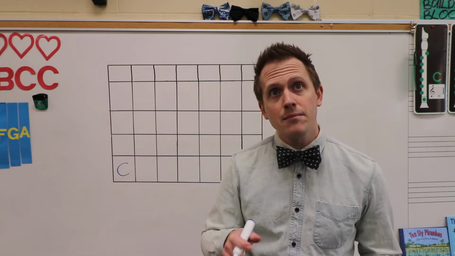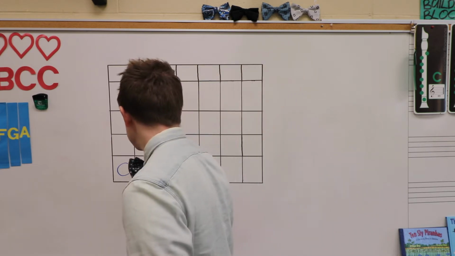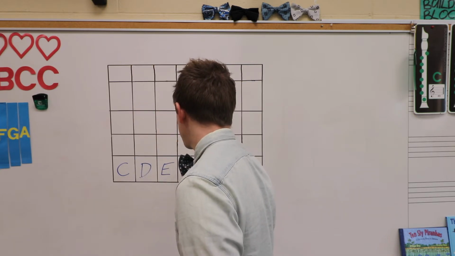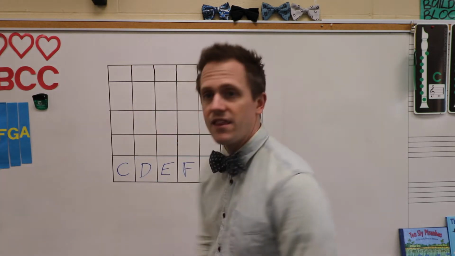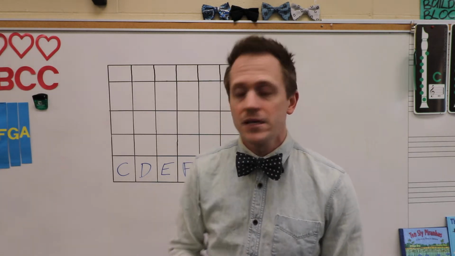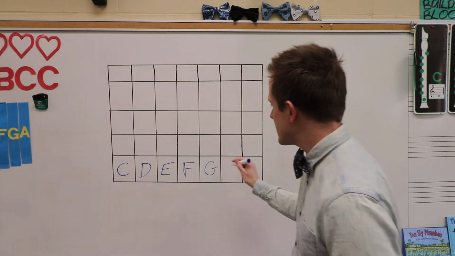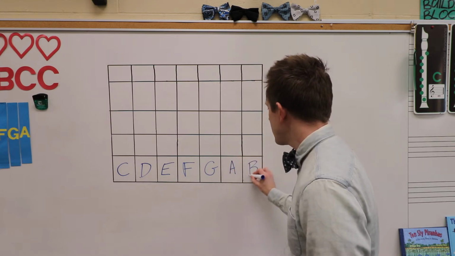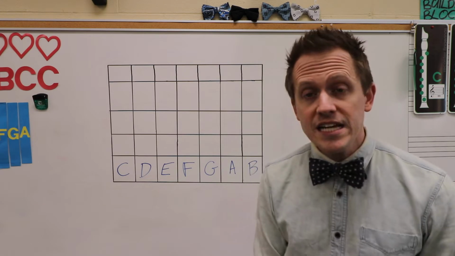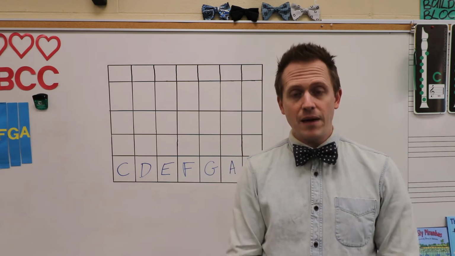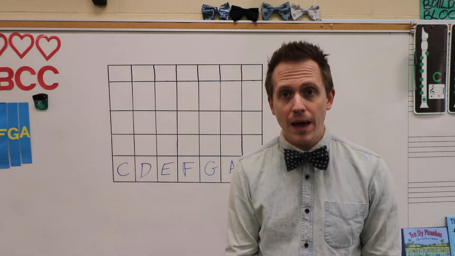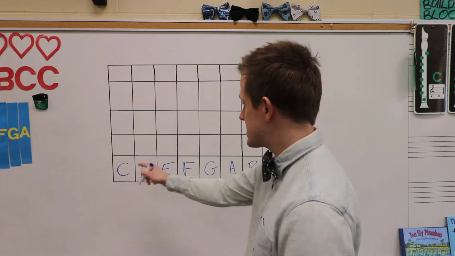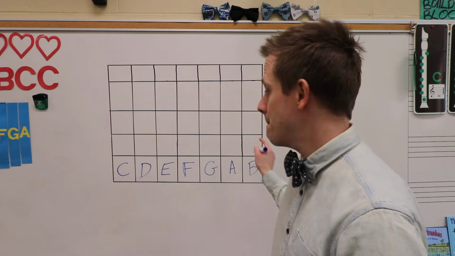So you had A, B, C, D, E, F, G. Then what? Well, you'd repeat. C, D, E, F, G, then you repeat A and B. So all we've done so far is we're talking about the musical alphabet, the first 7 letters of our normal alphabet, but we're starting on the note or the letter C. C, D, E, F, G, A, B.